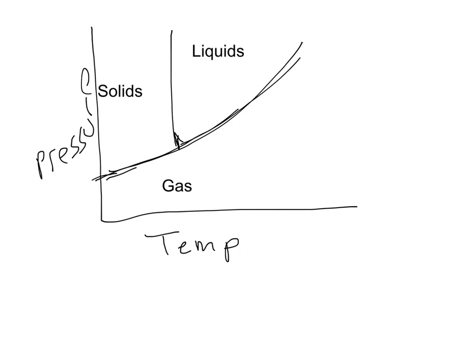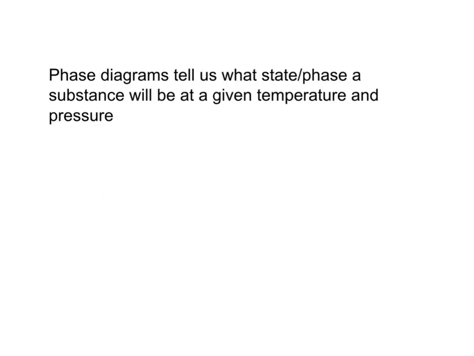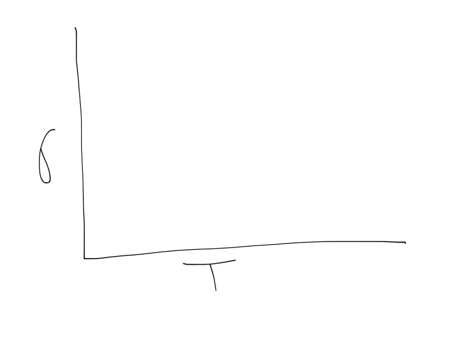So to reiterate, phase diagrams tell us what state or phase a substance will be at a given temperature and pressure. So let's put another one up here. So temperature, pressure. All right.